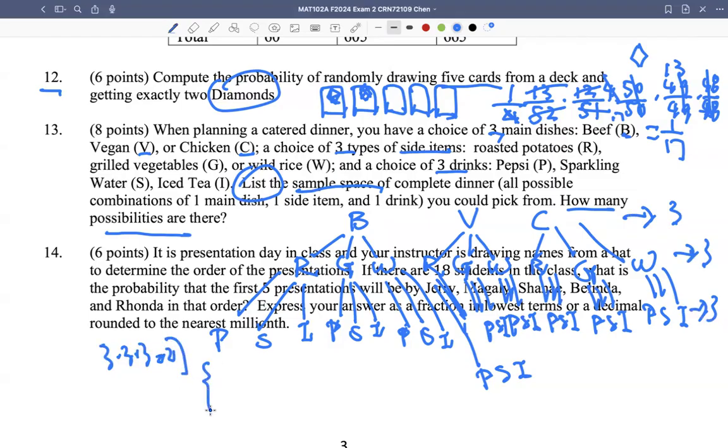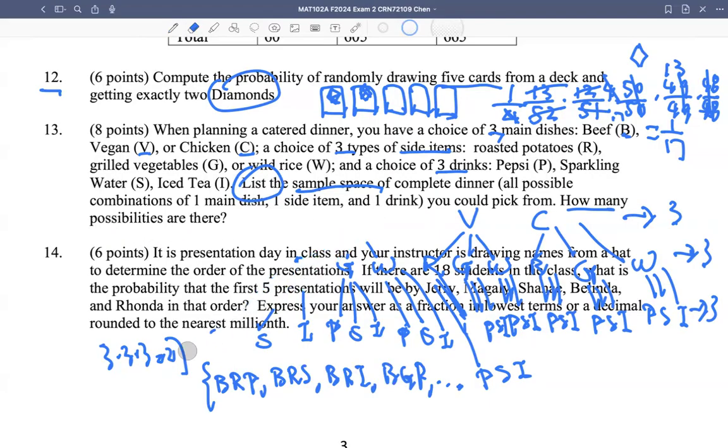For the sample space, either we make this tree or we can write it out, saying B, R, P. That would be one possibility. Then B, R, S. Then B, R, I. Then B, G, P. So on and so forth. But if you make such a tree, that's enough. Then you say, okay, the cardinal number, the possibilities, are 27 of them. So that's for 13.